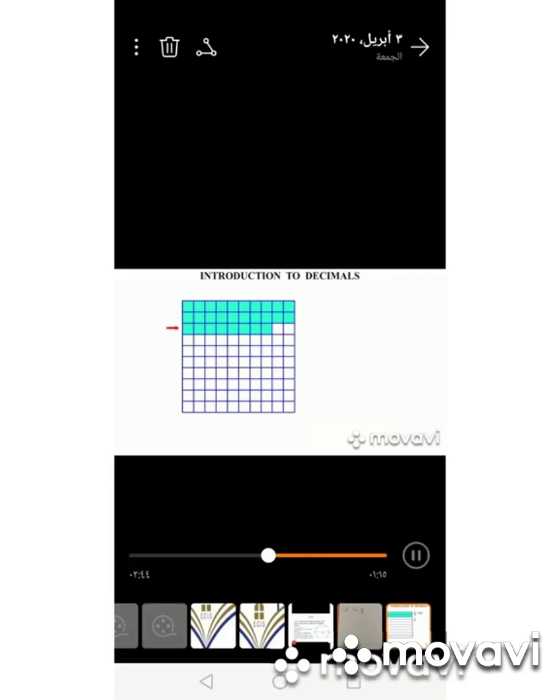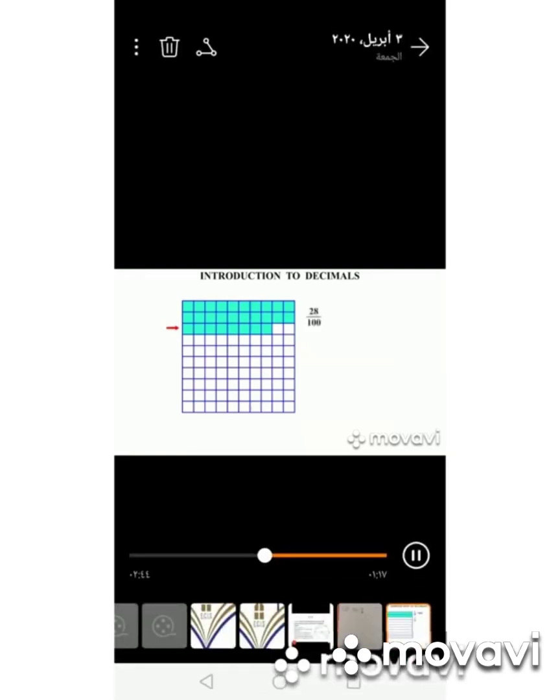How many more down? Let's count them. 1, 2, 3, 4, 5, 6, 7, 8. So we have 8 more than 20. So our fraction now is what? It is 28 hundredths. 28 squares shaded out of 100 squares. So we have our fraction 28 hundredths. We can rename this fraction as a decimal, 0.28. And do we read it also as 28 hundredths? Yes.